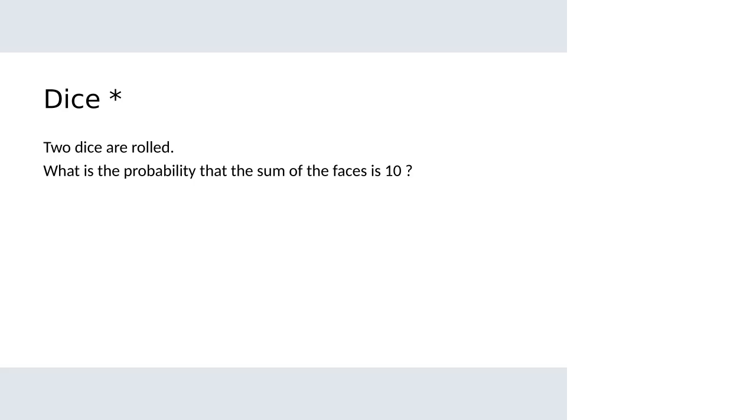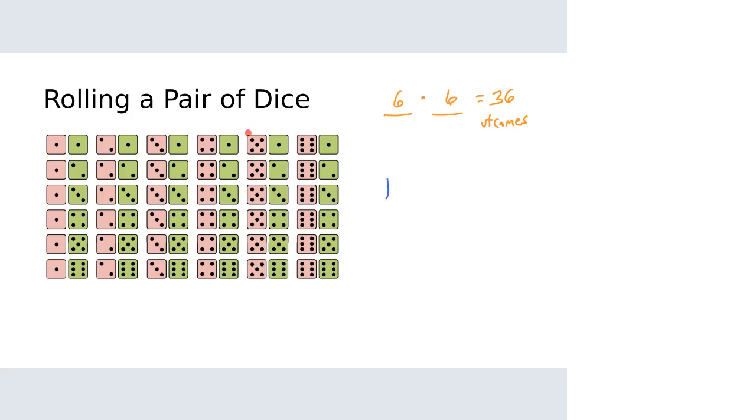Two dice are rolled. What is the probability that the sum of the faces is 10? So our question here is, what is the probability that the sum of the faces is 10? I'm going to set up a poll for this one, and I'm going to go back to that picture so you can see them.